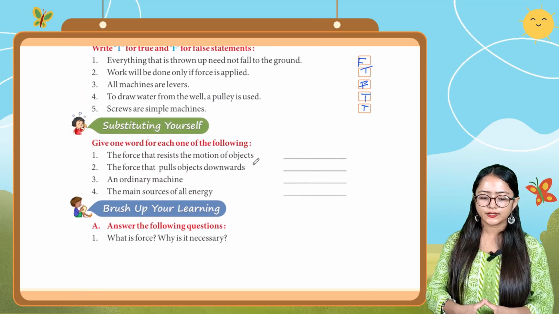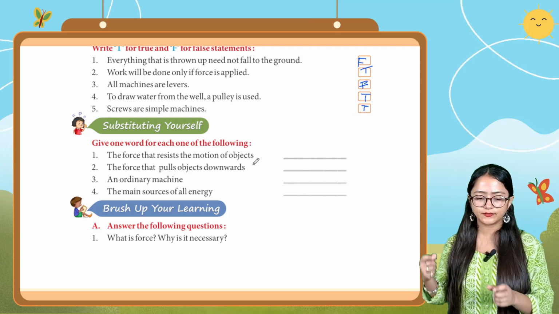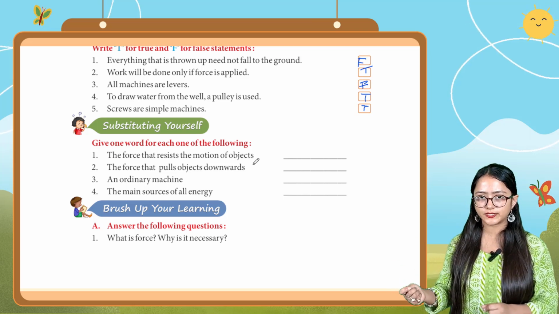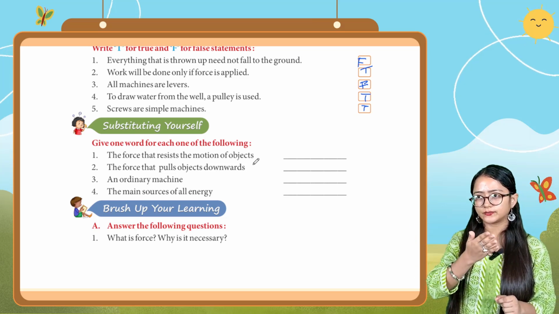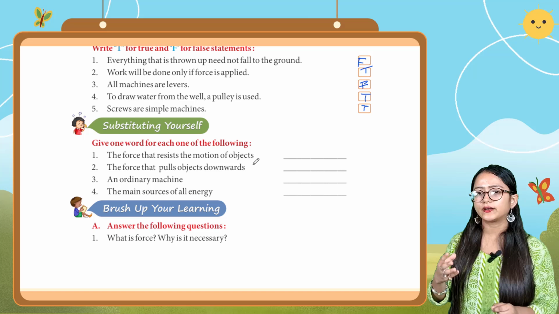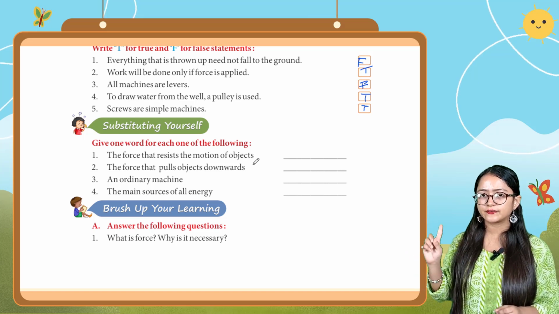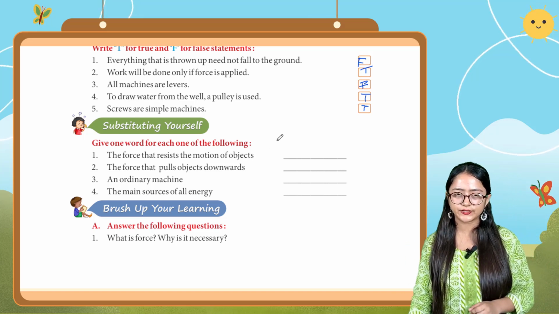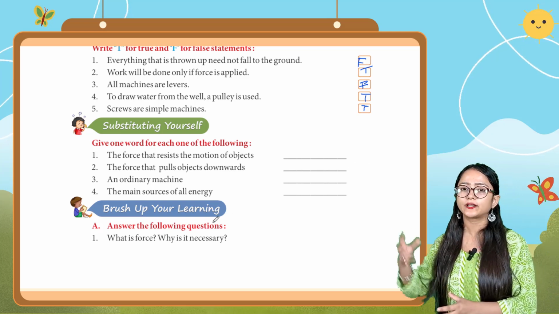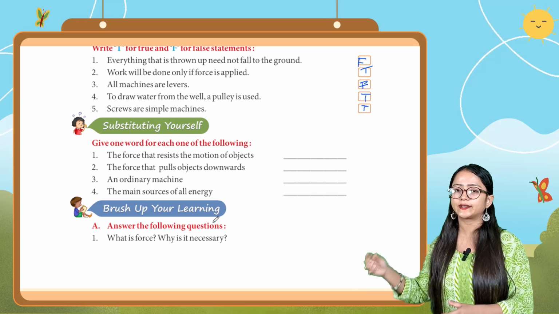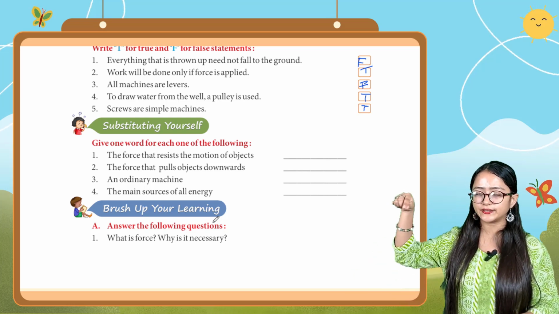Next we come to the one word answer. The force that resists the motion of object. Is it like friction, or is it gravity? It is friction. So you have to write friction in this blank. Then next one is the force that pulls object downward. That is gravity. So you have to write gravity in this blank.